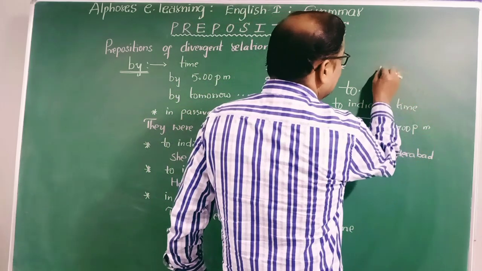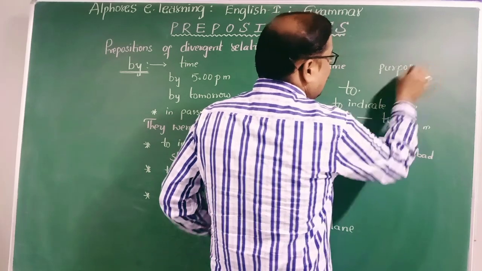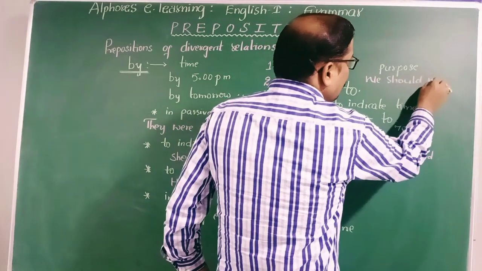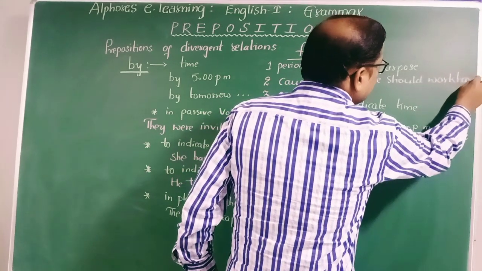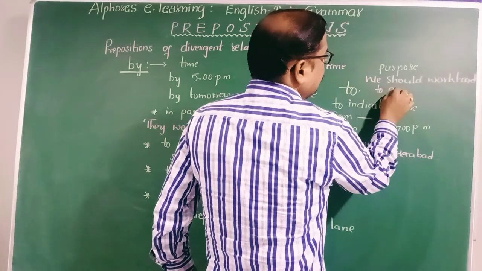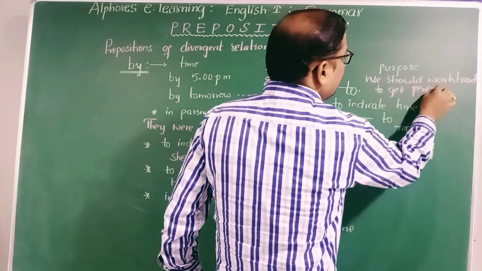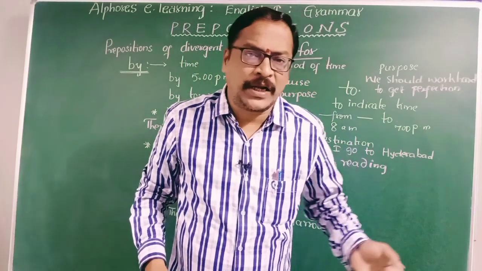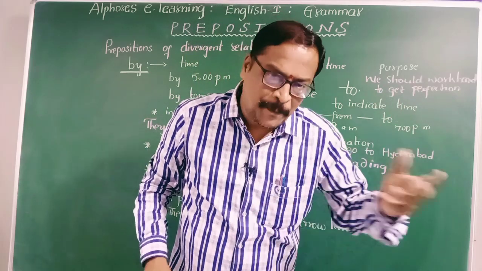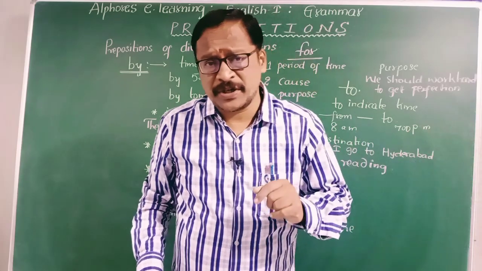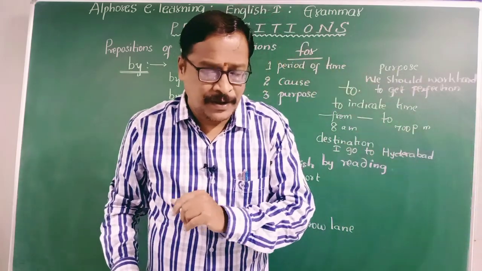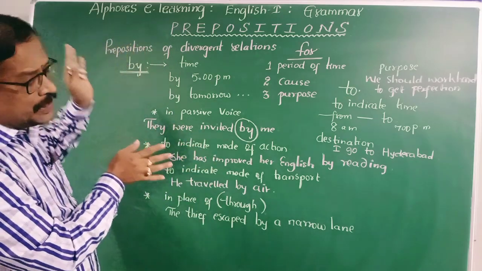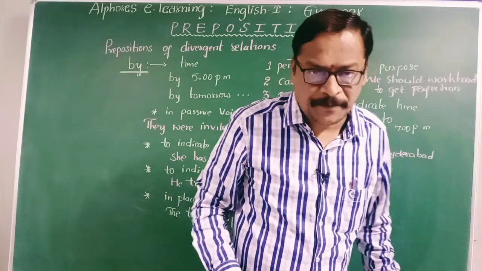And for purpose also we use to preposition. We should work hard to get perfection. Like this. We should work hard to get perfection. Purpose. For purpose, to is used. For purpose, for is also used. For purpose, of is used. Like that different prepositions are used in different contexts. Try to understand, dear students. Just have a glance here.